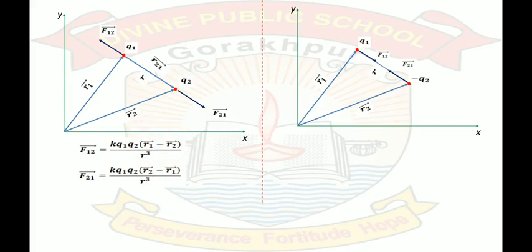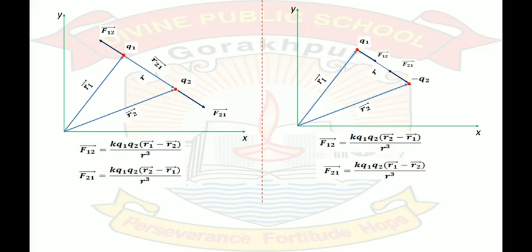For the second condition, when Q2 becomes negative, F12 is equal to, earlier it was R1 minus R2, now it will become R2 minus 1, that is, F12 is equal to R2 minus R1 upon R cube. Moreover, the F21 vector will also change, it will become R1 minus R2 upon R cube. All the other things will remain the same.